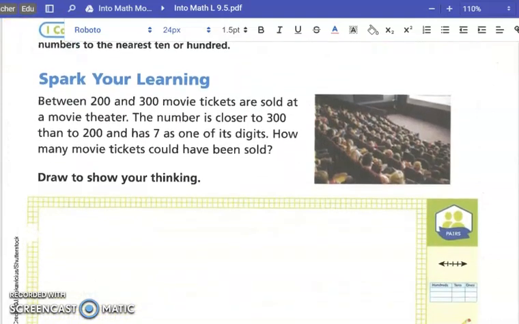Between 200 and 300 movie tickets are sold at a movie theater. The number is closer to 300 than to 200 and has a 7 as one of its digits. How many tickets could have been sold? Can the 7 be in the hundreds place? No, because why? If it's in the tens place, does that help us round it to the nearest hundred? No. If it's in the ones place?